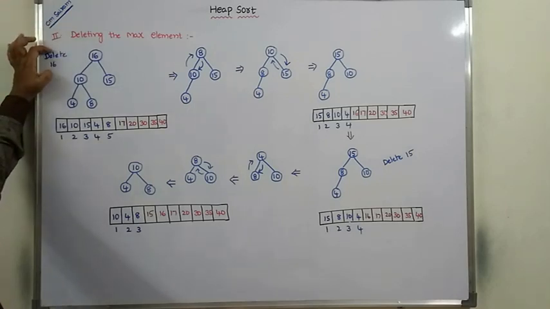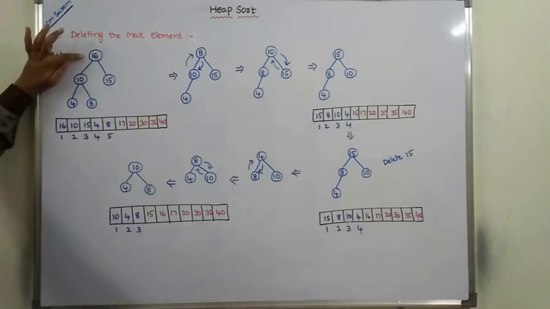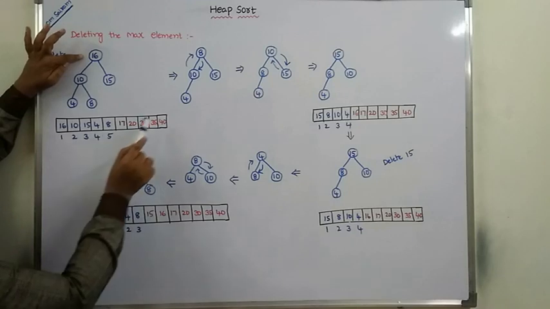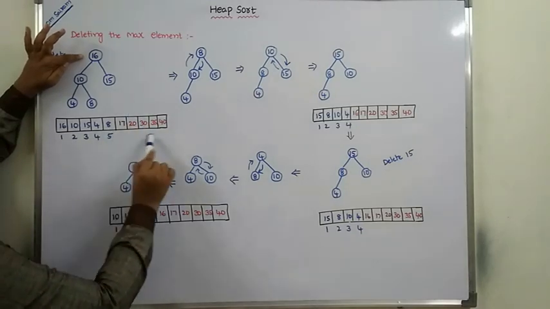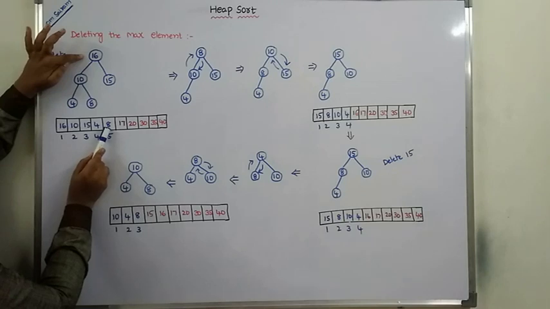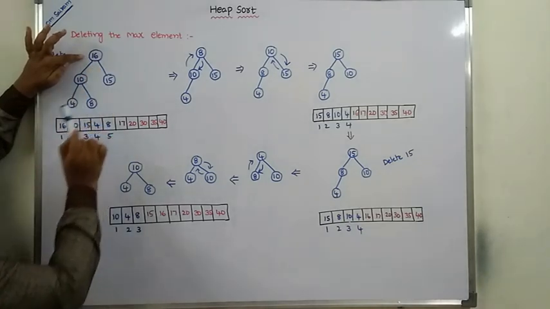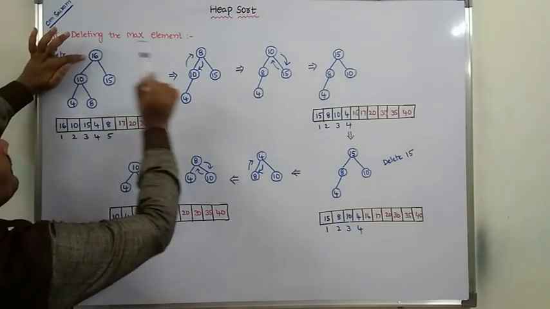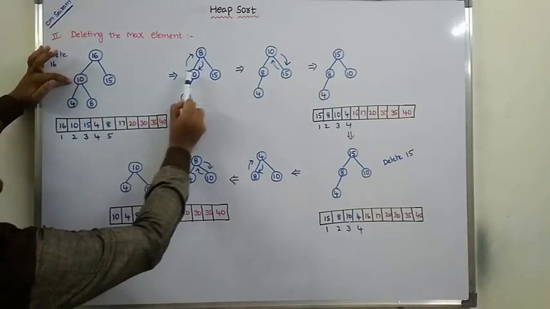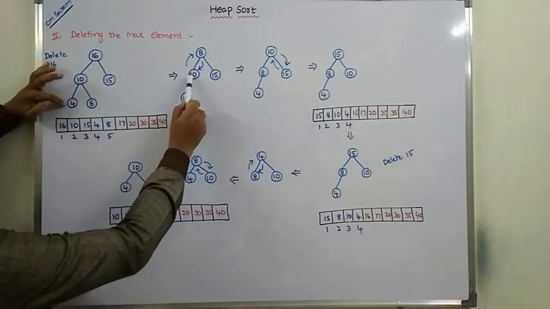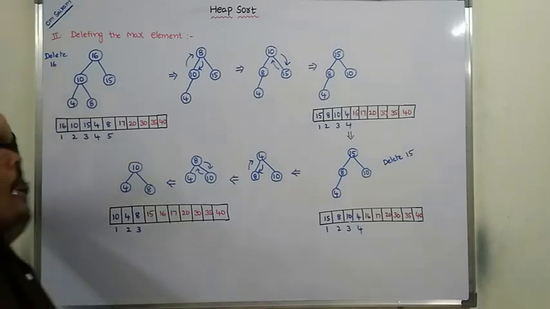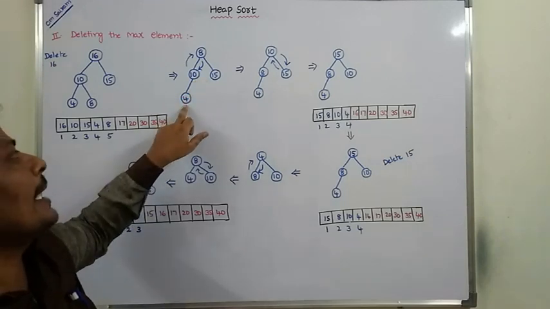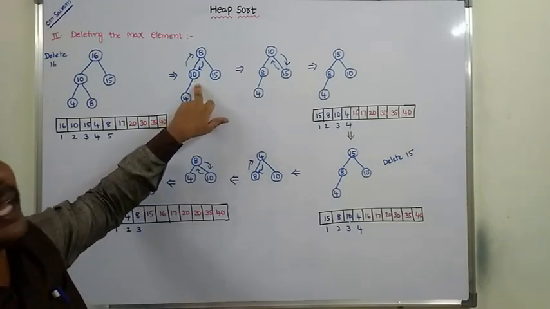So delete 16. The node 16 is replaced with the last element. The last element is 8. These are already deleted elements, so we do not consider them. So the last element is 8. Now 16 is replaced with 8. After replacing 16 with 8, 10 and 15 are the left and right children, and 10's left child is 4. Now 4's parent is 10. 10 is greater than 4. It satisfies the maximum heap property.